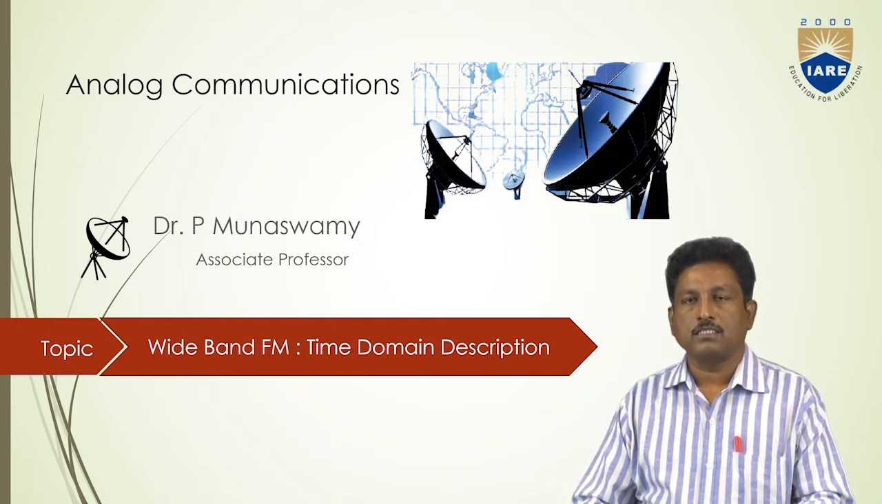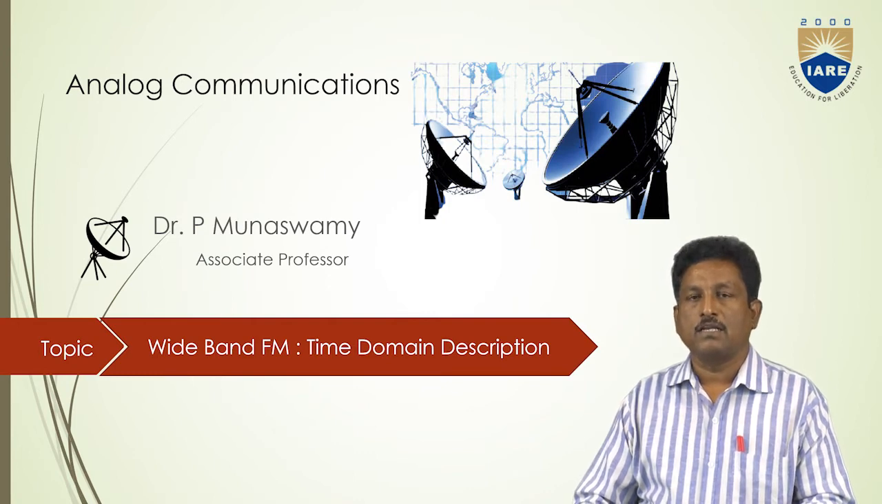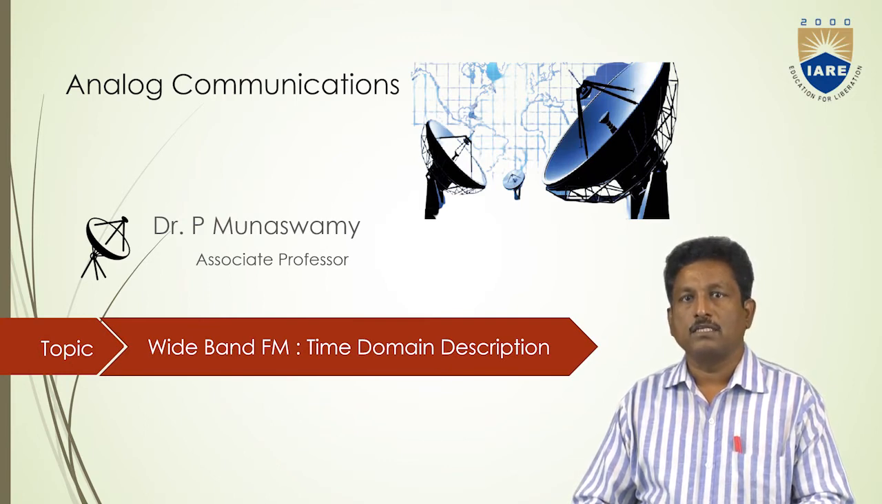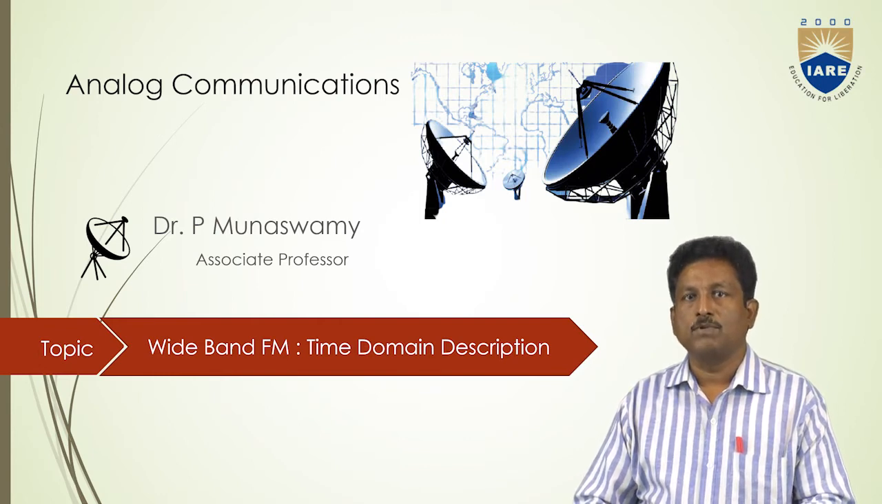Already in the last class we discussed narrowband frequency modulation, which is based on the beta value. If beta is less than unity, then the modulation is named narrowband frequency modulation, whereas if beta is greater than unity, then it is called wideband frequency modulation. That is based on the modulation index of the FM, that is the beta value. It may be wideband or narrowband. Now we can see the wideband frequency modulation, time domain description.